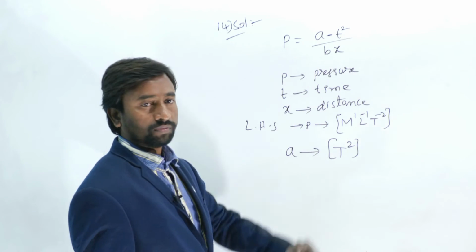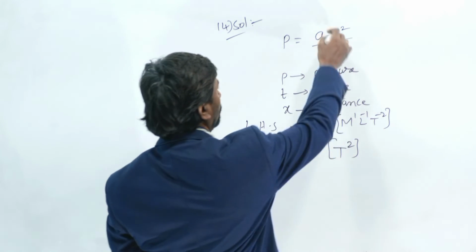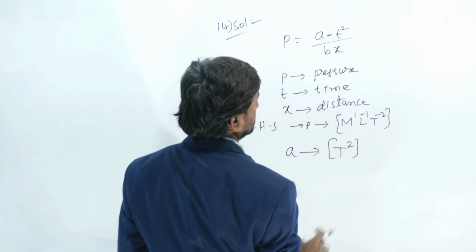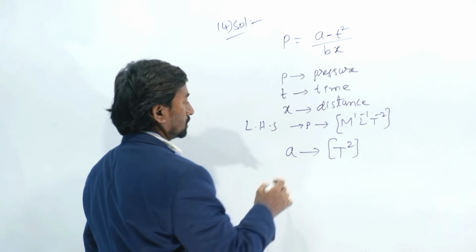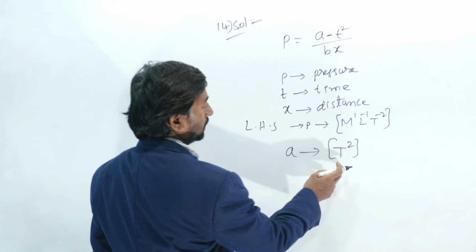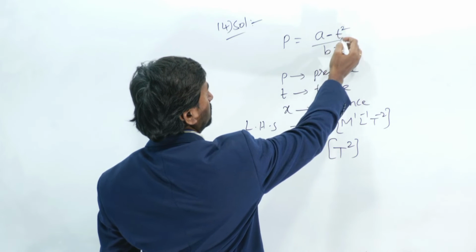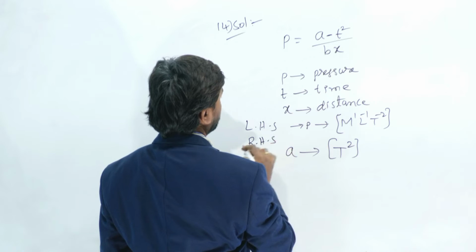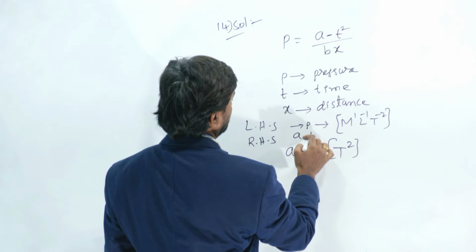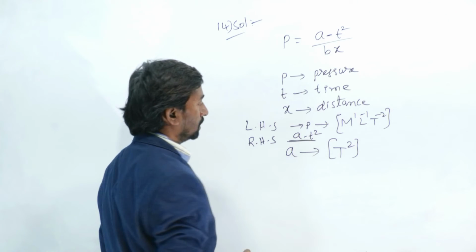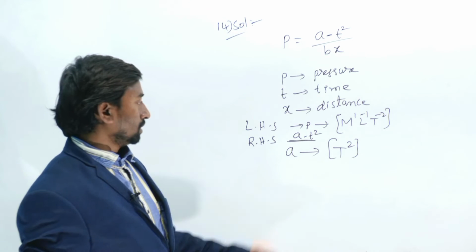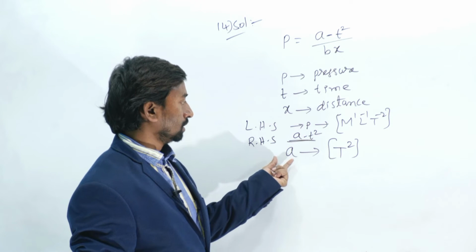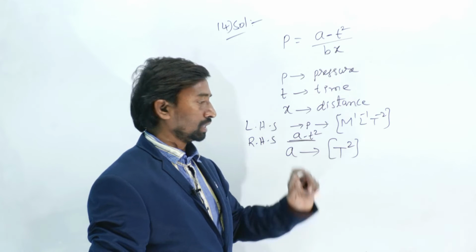the distance dimension formula, L only, and this whole thing should be equal to M power 1, L power minus 1, T power minus 2. But they are asking only the dimension formula of this one. So we will get T square only, because on the right hand side we have one term, the numerator term, L minus T square. T is the time, then this A should also be time according to the principle of homogeneity.